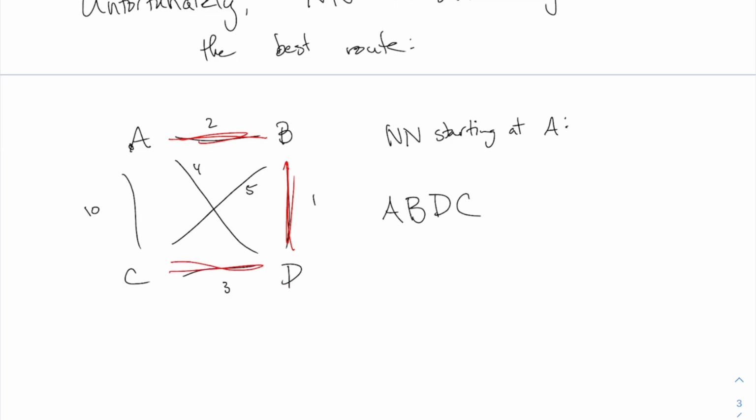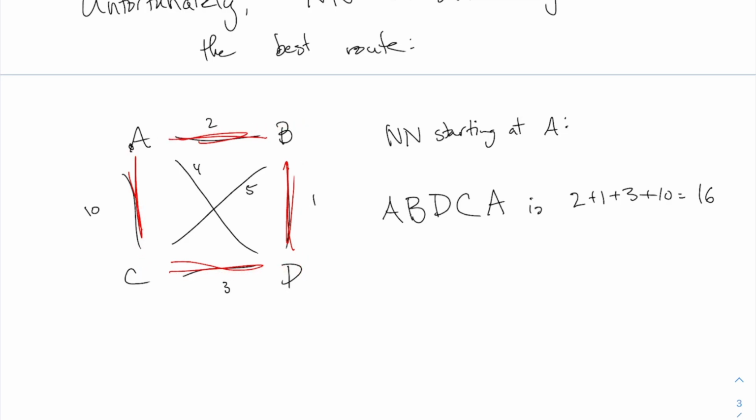and then from C, my only option is to go back to A along this edge, which is 10, and that actually is not very good. So if I add the weights here, this is 2 plus 1 plus 3 plus 10, which is 16, all right? But actually, you can do better than that. So this is what you get if you do the nearest neighbor starting at A. You're going to end up just going around the outside.